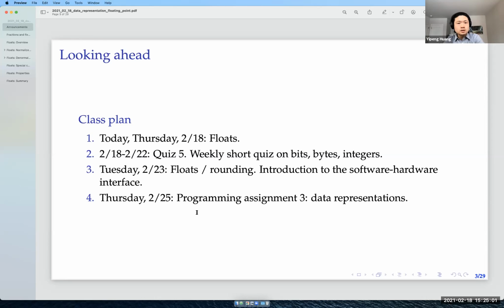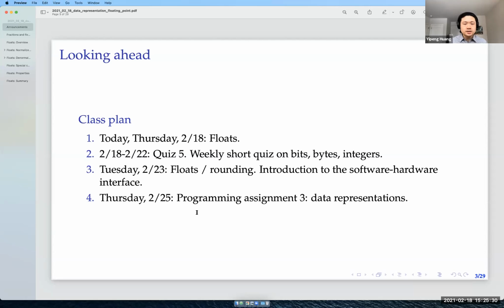All right, great. And looking ahead in terms of our lecture plans, today and possibly overflowing into Tuesday, we'll talk about the representation of floating point numbers. And then after that, we're ready to move on into the next major chapter of this course, which is assembly language programming. How exactly does software interface with the hardware?